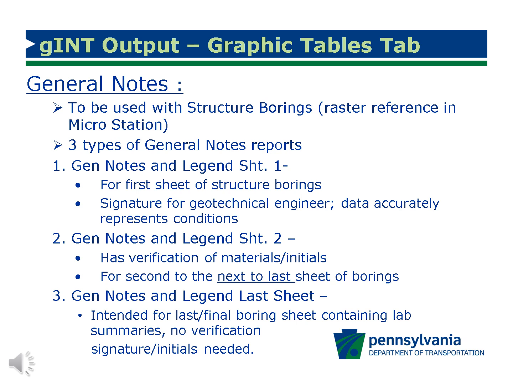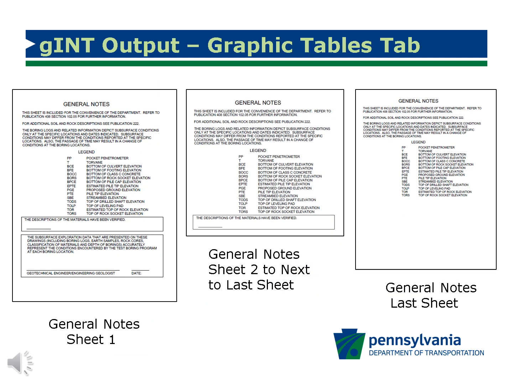For example, the General Notes and Legend for Sheet 1 has the verification block for the geotechnical engineer, as well as the initial block to verify that the data accurately represents the conditions. General Notes Sheet 2 has the block for initials. General Notes for the last sheet contains only the lab summaries, so no signature or initials are required. Here are some examples of the differences in the General Notes reports.